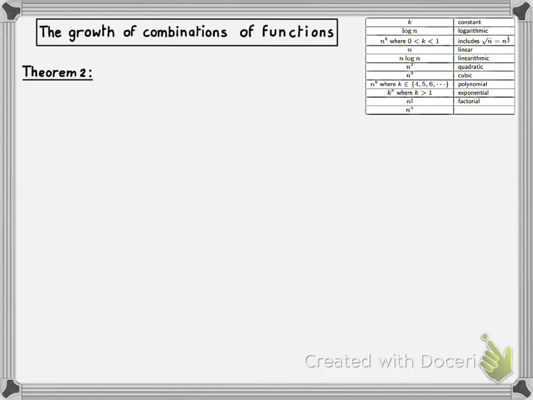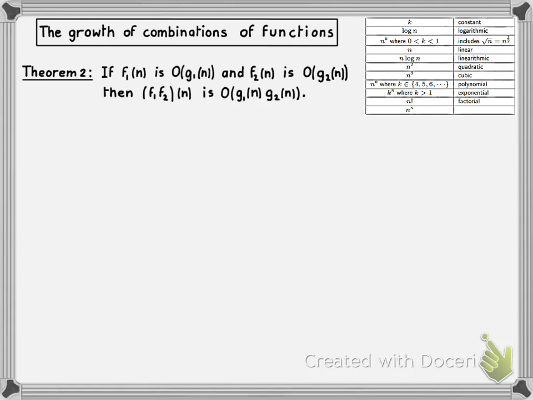Now, even though we have already used this result, let's present it formally as theorem number 2. This theorem states that if a function f1 is big O of another function g1 of n, and a function f2 is big O of a function g2 of n, then the product f1 times f2 of n as a function is upper bounded by the function obtained by multiplying the two upper bounds for f1 and f2, namely g1 and g2.